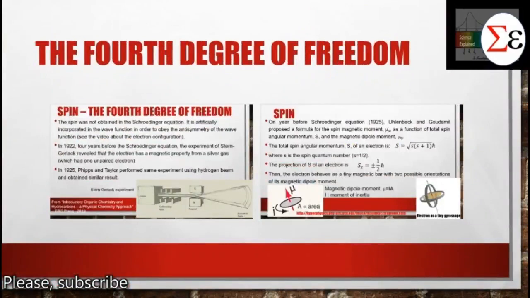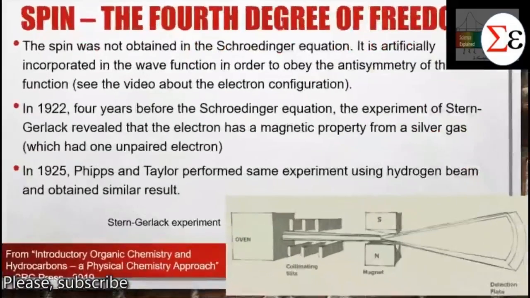Then we go to the 4th degree of freedom, the spin. The spin was not obtained in the Schrodinger equation. It was artificially incorporated in the wave function in order to obey the antisymmetry of the wave function. See the video about the electron configuration at the end of this video.